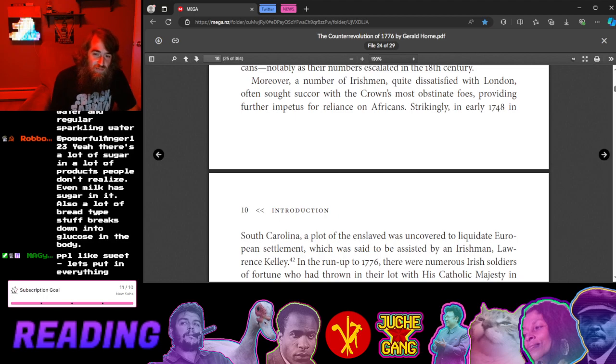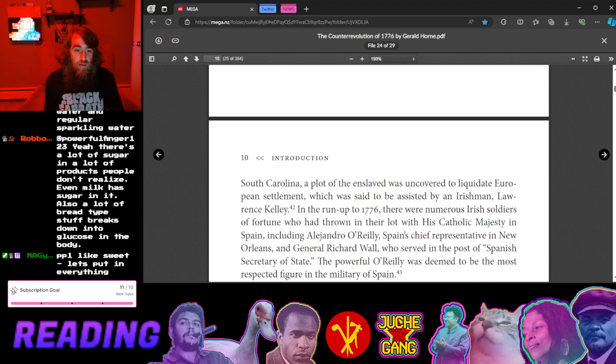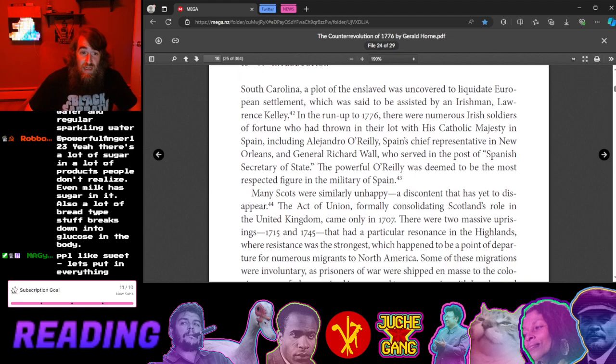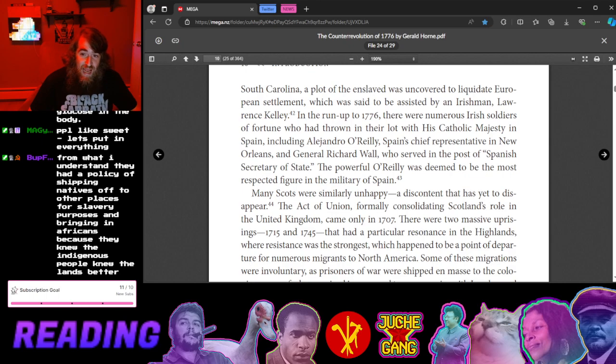Striking in early 1748, in South Carolina, a plot of enslaved people to liquidate European settlement was uncovered, which was said to be assisted by an Irishman, Lawrence Kelly. In the run-up to 1776, there were numerous Irish soldiers of fortune who had thrown in their lot with His Catholic Majesty in Spain, including Alejandro O'Reilly, Spain's chief representative in New Orleans, and General Richard Wall, who served in the post of Spanish Secretary of State. The powerful O'Reilly was deemed to be the most respected figure in the military of Spain.